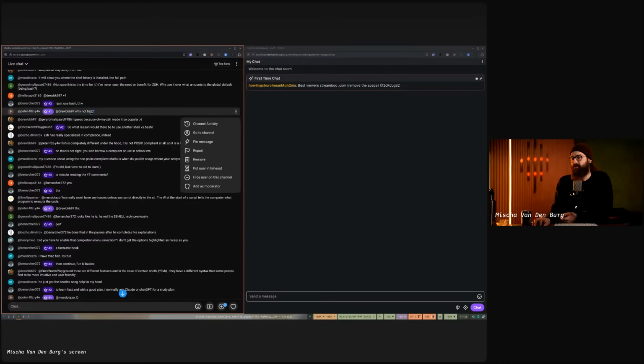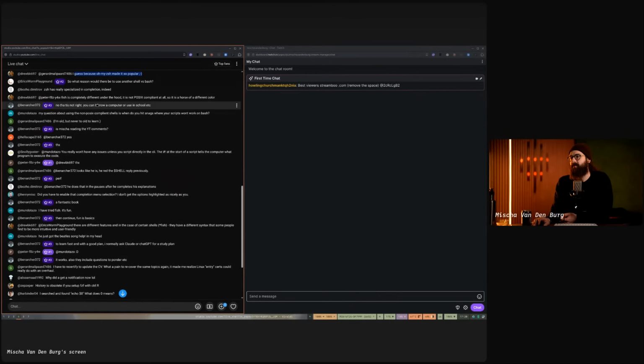Why not fish? Well, does Drew say anything? I guess because Oh My Zsh made it popular. What reason would there be to use another shell versus bash? Well, I showed you, my only reason to use Z shell is because of the completion. Otherwise, I don't have any other reason to do it.